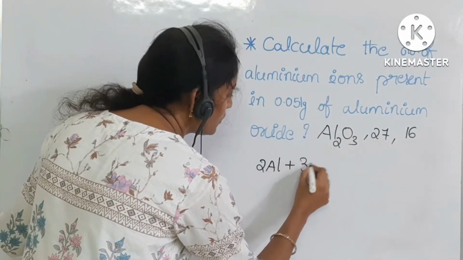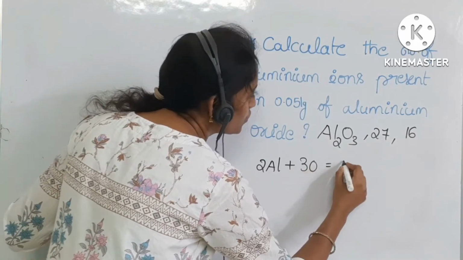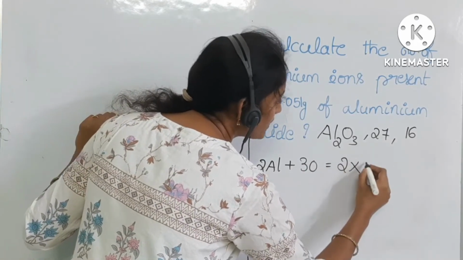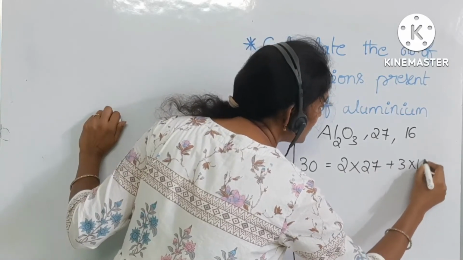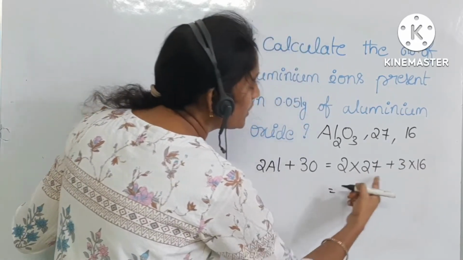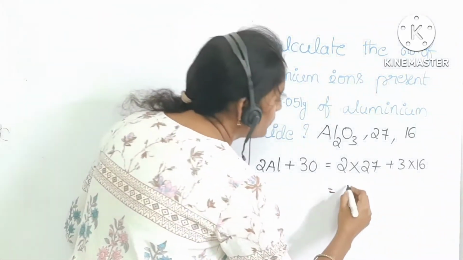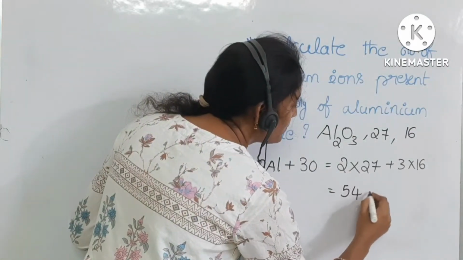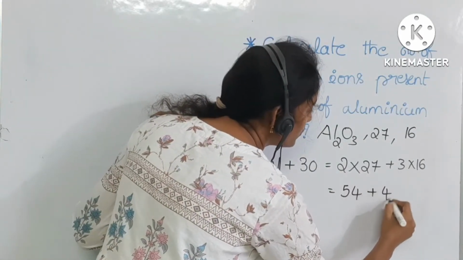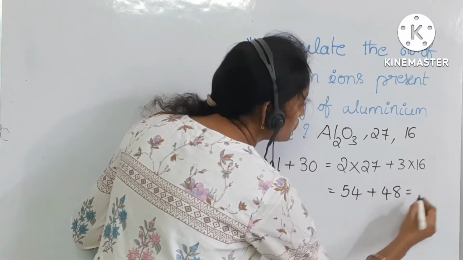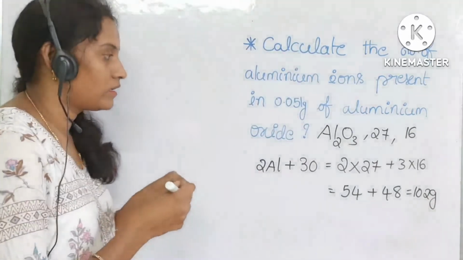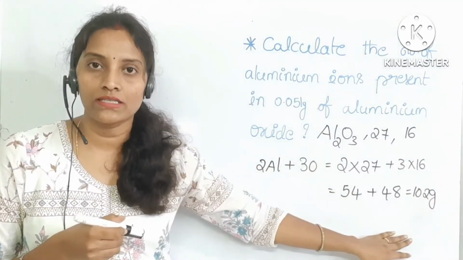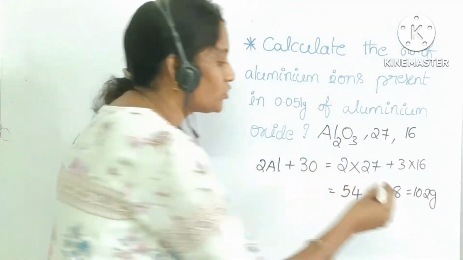2 Al plus 3 oxygen atoms is equal to 2 times the aluminum atomic mass plus 3 times the oxygen atomic mass. So, 2 into 27 gives you 54, plus 16 threes are 48. This gives you 102 grams. Nothing but Al2O3 molecular mass is 102 grams.